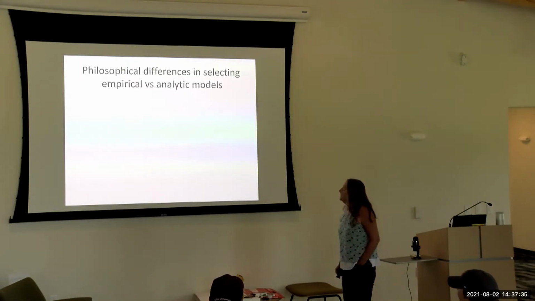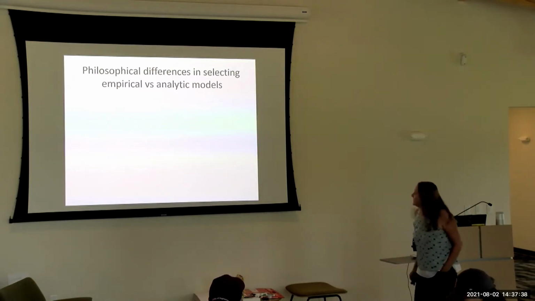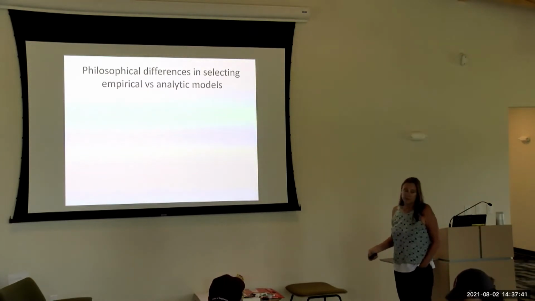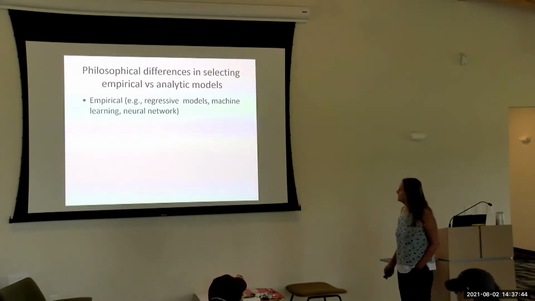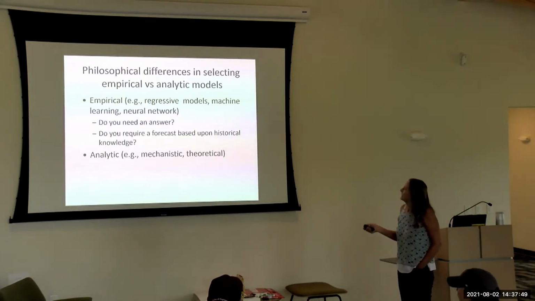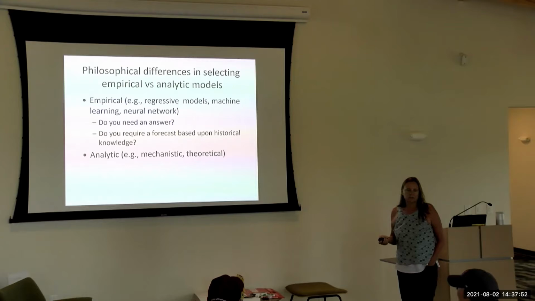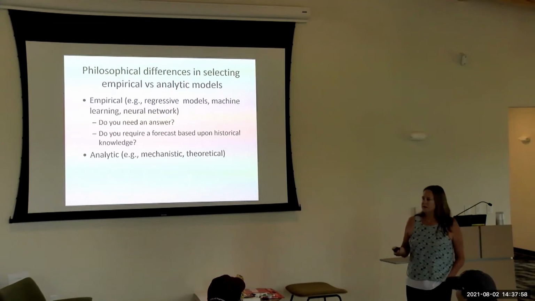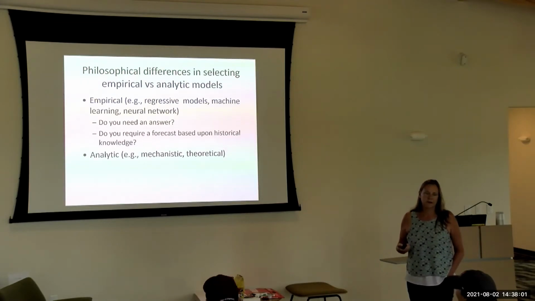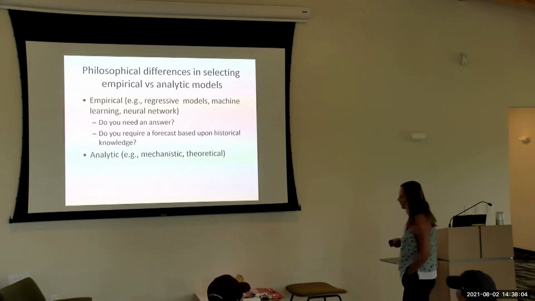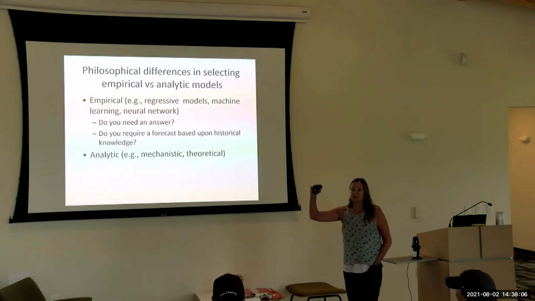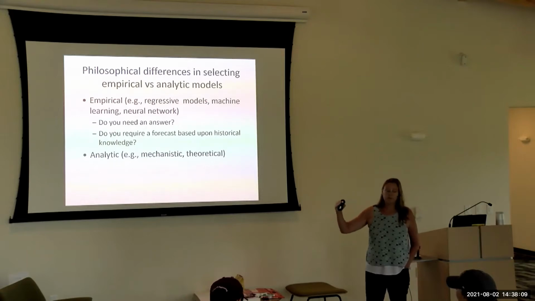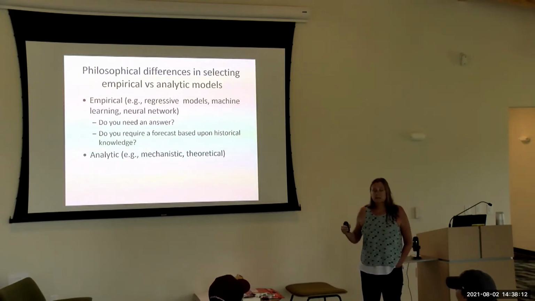Okay. So there are also some philosophical things to think about when you're deciding whether to use the empirical model or the analytic model. So the empirical models are regression models, machine learning, neural networks. The thing that I ask myself is, do you need an answer? Are you a manager and you need to know whether the turbidity in the water has increased and that would indicate that you have a spill? Or you need to know whether the chlorophyll is beyond the threshold level, because that means you have a bloom. If you need an answer and you need it fast, that is exactly what empirical models are great for.